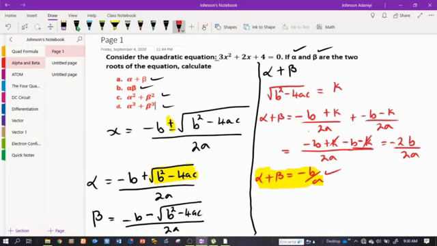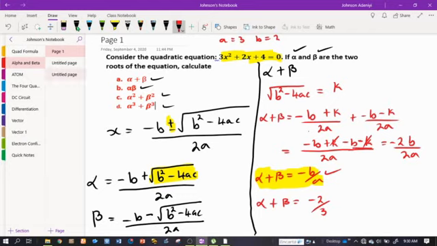So in order to answer the question now, what we simply need to do is to substitute our a and our b. According to this question, our a is equal to 3 and our b is equal to 2. So substituting them into alpha plus beta, that will be minus 2 over 3, and that is our answer for the sum of the roots.